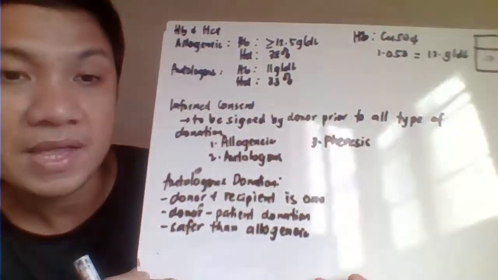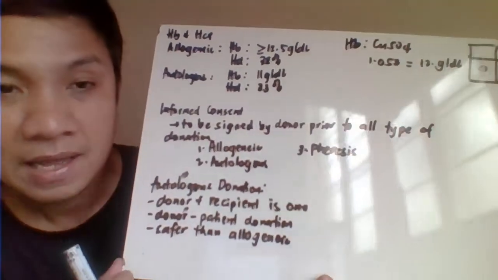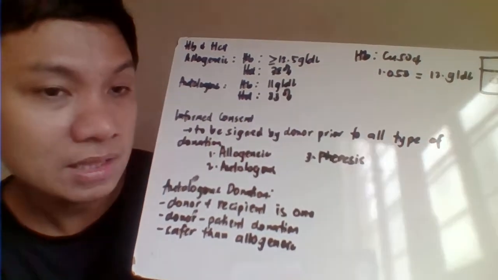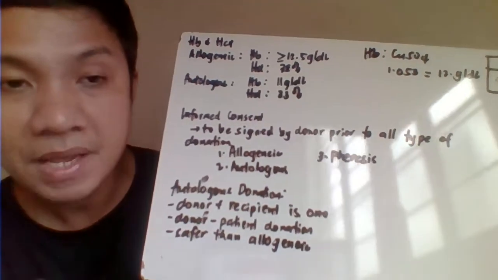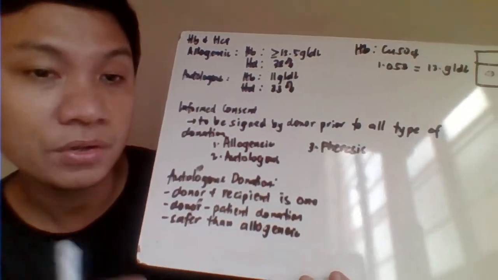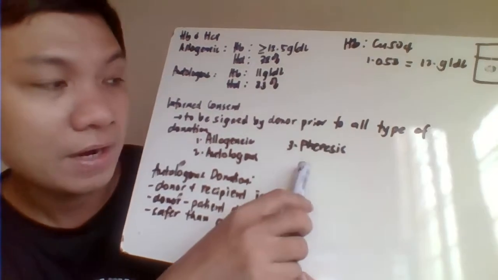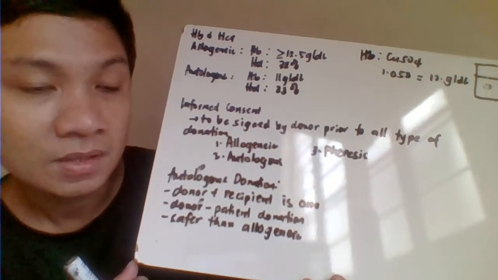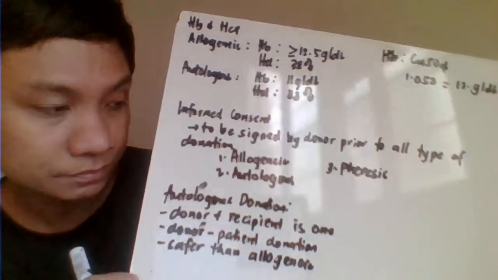Okay, we have here the different types of our donation. So pwede siyang allogenic. Again, pag sinabing allogenic, the donor and the recipient are two different individuals. Autologous donation, on the other hand, so our patient, our recipient, and our donor, siya mismo. Isa lang. And your apheresis program with the collection of our apheresis machine. Okay, so first we have here your autologous donation.